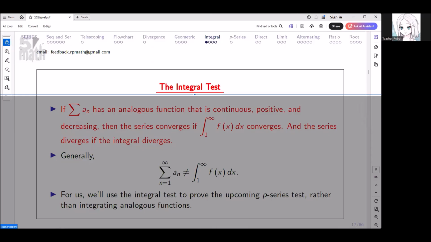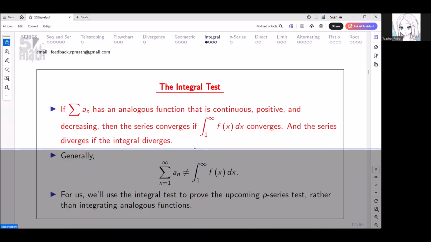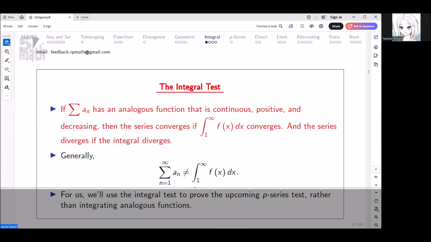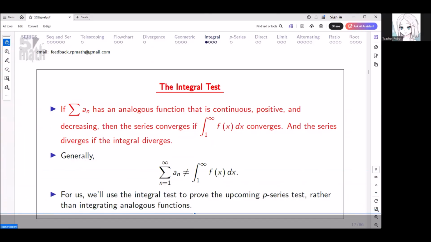The integral test. If series an has an analogous function that is continuous, positive, and decreasing, then the series converges if the integral from 1 to infinity of f of x dx converges, and the series diverges if the integral diverges. Generally, series does not equal integral. For us, we'll use the integral test to prove the upcoming p-series test rather than integrating analogous functions.